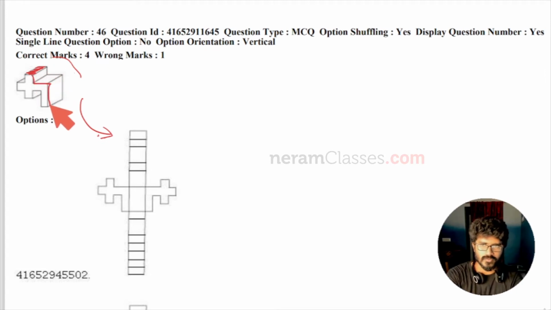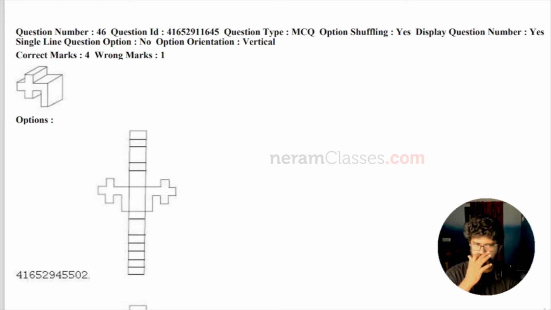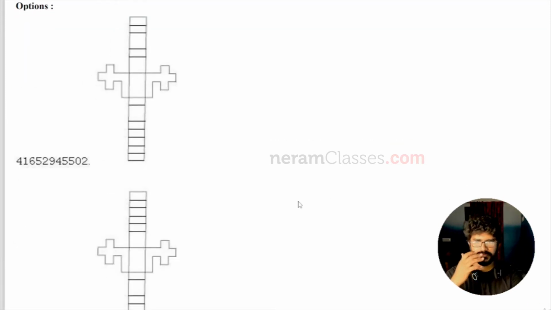1, 2, 3, 4, 5, 6, 7, 8, 9, 10, 11, 12, 13, 14. So totally 14 number of sides are there in this 3D structure. So we'll count it with the options and find out which one has 14, which one doesn't have 14.